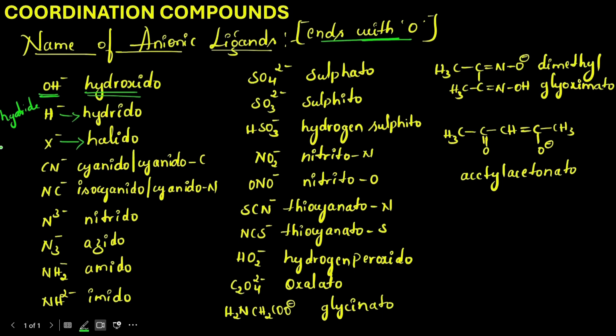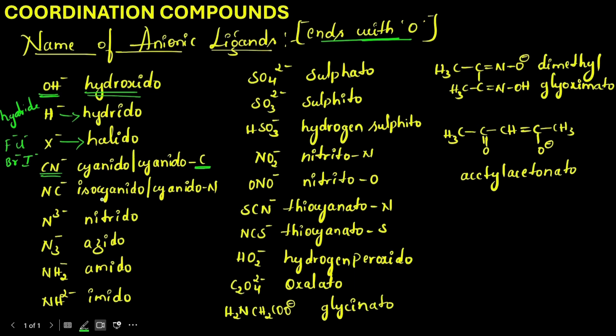If F minus is there, it is named as fluorido. If Cl minus is there, it is named as chlorido. If Br minus is there, it is named as bromido. If I minus is there, it is named as iodido. Next one is CN minus, which is named as cyanido C. That means here C is the donor atom.